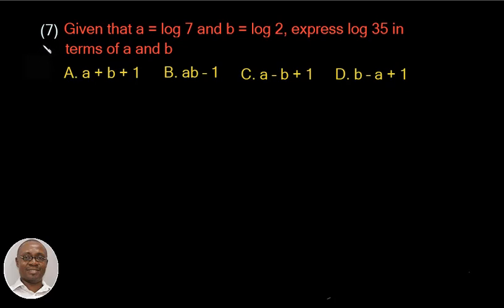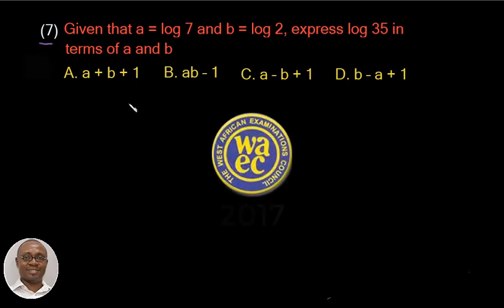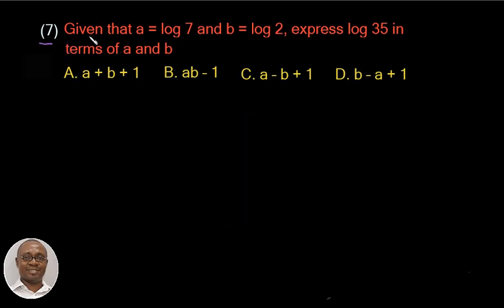I am Oluwakemi and this is question 7 of the WAEC 2017. And the question goes thus: given that A is equal to logarithm 7 and B is equal to logarithm 2, express logarithm 35 in terms of A and B. This basically means that as we express logarithm 35, we have to consider these two given logarithms, A and B.